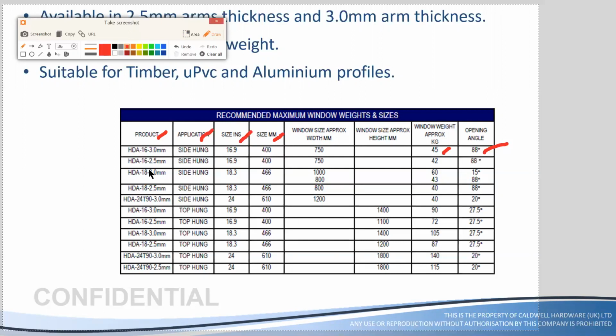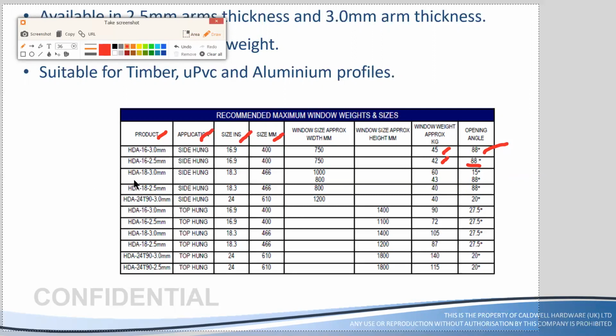Moving next, HD 16 2.5 inches side hung arm, possible 750 again, but the weight differs, since the thickness of the arm in the first category was 3 mm, and in the second category it is 2.5 mm. This denotes HDA heavy duty arm 16 inches with the arm 3 mm thick. Here the arm thickness is 2.5 mm. That's why the weight is reduced by 3 kgs, it comes to 42 kgs, but the same 88 degrees is possible to open.